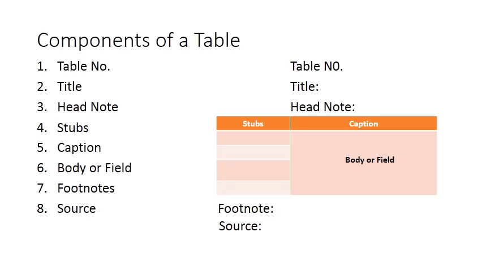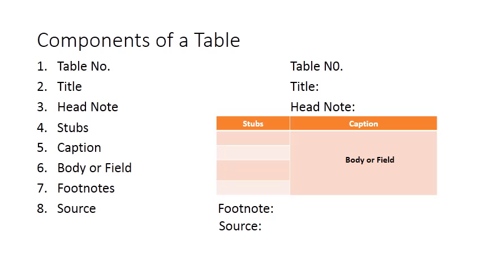And head note: if the full information is not given about the table in the title, then the information will be given in the head note. So in the head note, for example, units may be given, or some other information related to the title. Then after that, stubs. Stubs is actually the title of rows. I will give you one more example after this. So it is the title of rows, and caption is the title of columns.